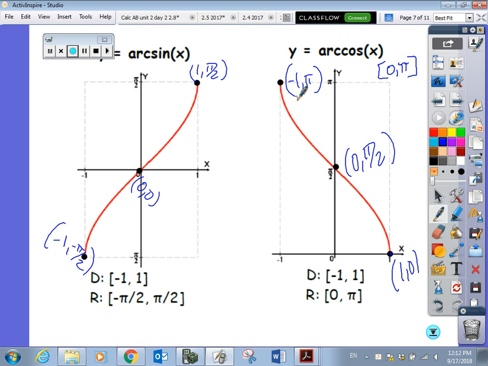Now, there are points in between, but they aren't nice numbers. We could find them, but we don't have a calculator, so most of them we couldn't even come up with, and this is all non-calculator so far.